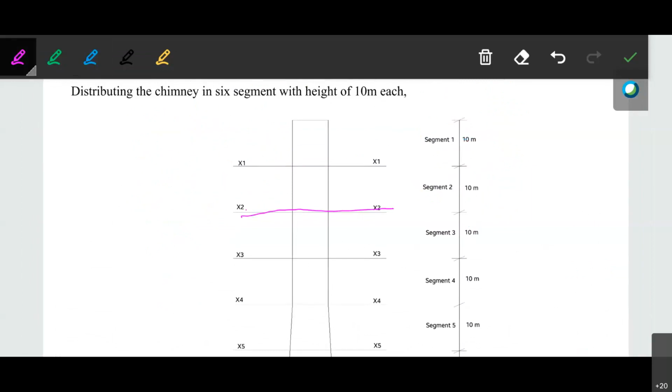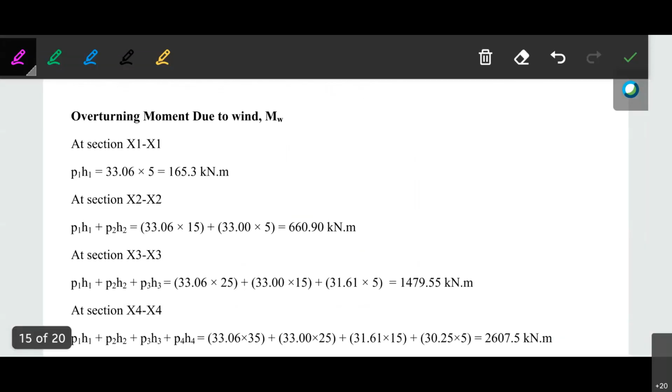Similarly for the x3 section, P1 will be as for the x2 section: P1 multiplied by h1 plus P2 multiplied by h2, that is 33.06 multiplied by 15 plus 33 multiplied by 5, that will give us the total moment at the x2 section.